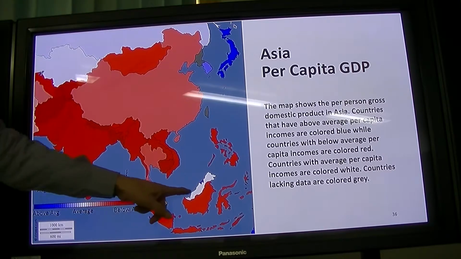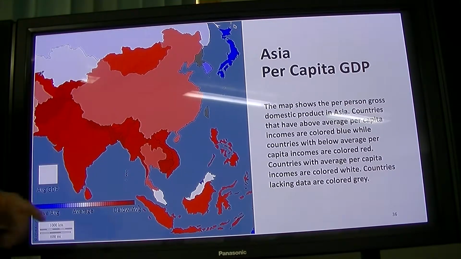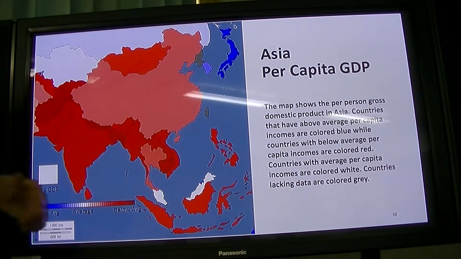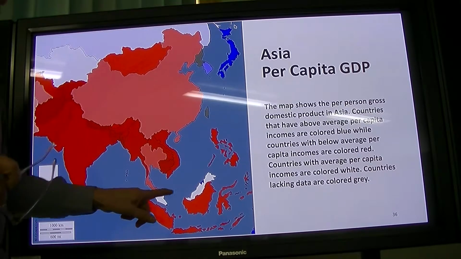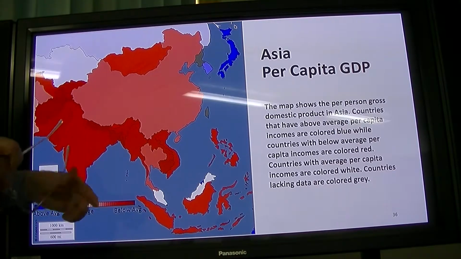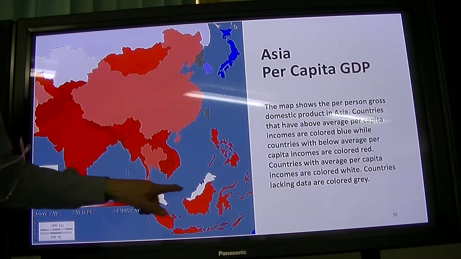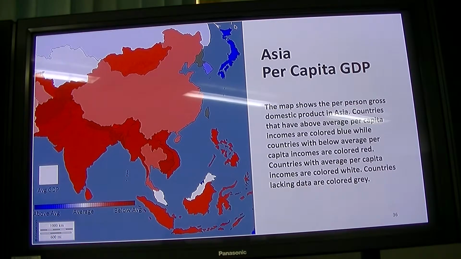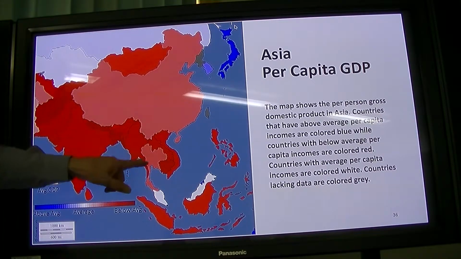Malaysia is a mixture of manufacturing and natural resources. It's a bit of oil, but a fair amount of manufacturing in Malaysia. So Malaysia is just about global average, but on Asian terms, a relatively wealthy country. You'll see Thailand. Thailand is kind of China.